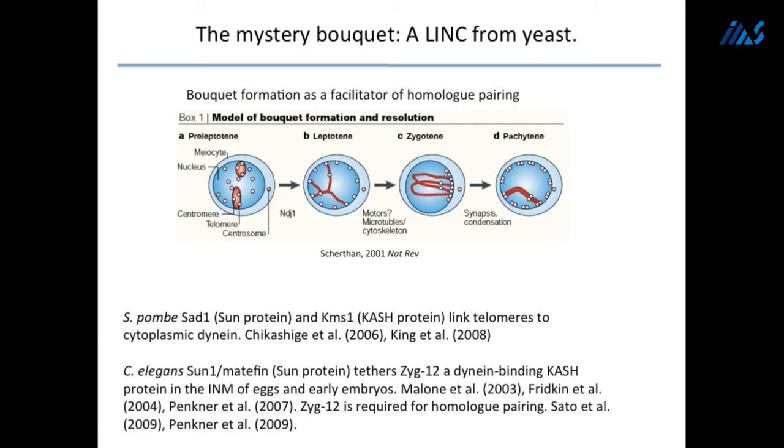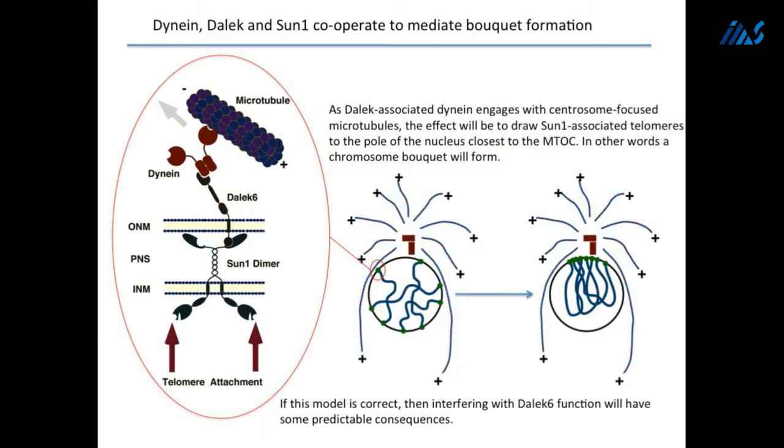What exactly might be going on here? So you heard earlier this morning about bouquet formation and homolog pairing, so I really don't have to go into this at all. But what we feel is most likely to be happening is that this protein functions as an adapter for cytoplasmic dynein. It's tethered by SUN1.